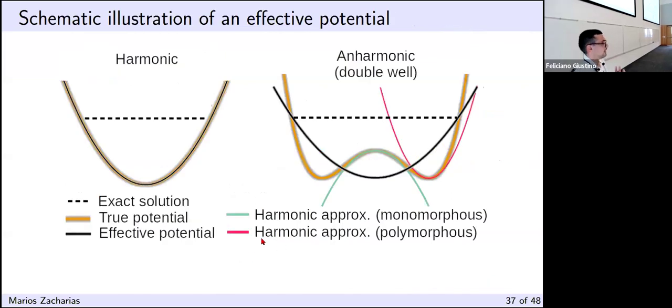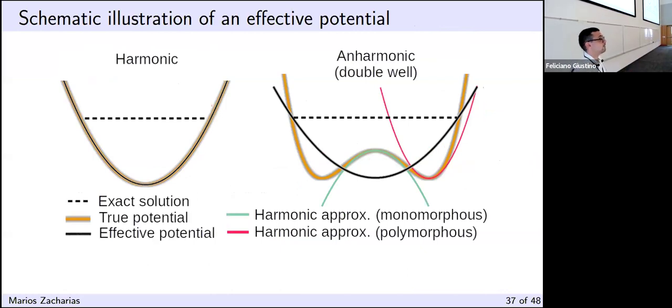So what's an effective potential? What is this effective potential that I've been talking about? If we have a harmonic case, the effective potential will coincide with the true potential effectively, and we get the exact Schrödinger nuclear equation. However, if we have a double well potential, we try to fit a harmonic approximation to this double well potential so that it best describes the solution of the Schrödinger nuclear equation.